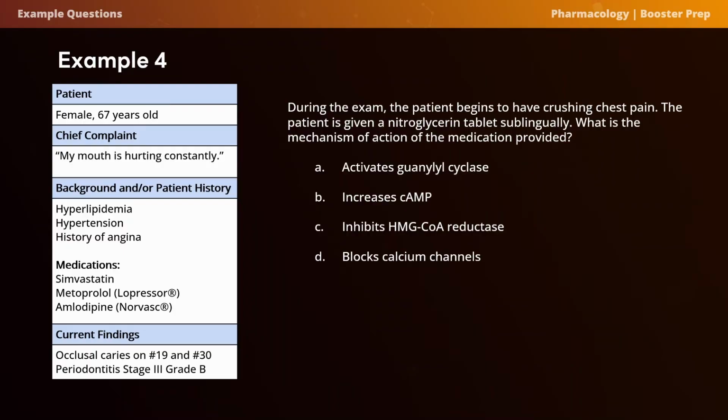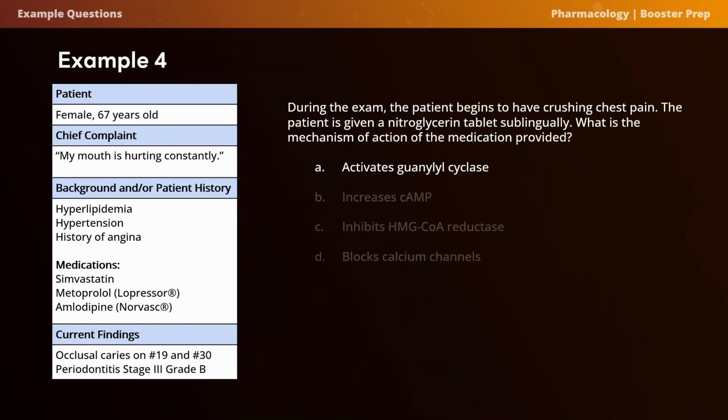Now we should remember that nitroglycerin is converted to nitric oxide, stimulating guanylyl cyclase and increasing the levels of cyclic GMP, which then relaxes vascular smooth muscle and causes vasodilation, making option A, activates guanylyl cyclase, the correct answer. Option B is tempting, but nitroglycerin increases cyclic GMP, not cyclic AMP.